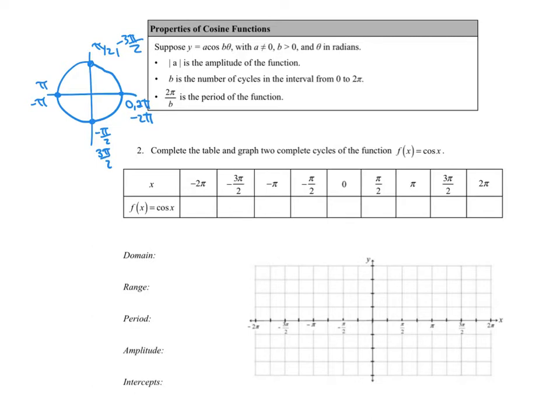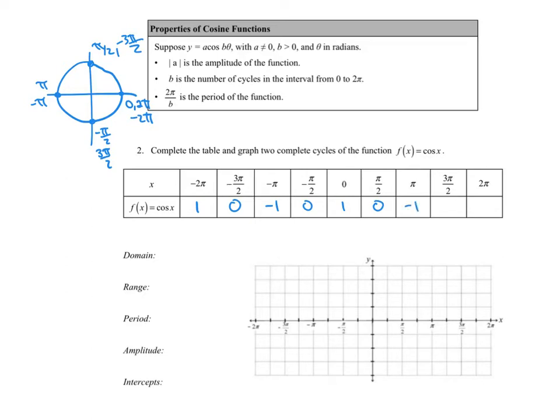So cosine of negative 2 pi is the x-coordinate, which is 1. Cosine of negative 3 pi over 2, the x-coordinate again, is 0. Cosine of negative pi is negative 1. Cosine of negative pi over 2 is 0. Cosine of 0 is 1. Cosine of pi over 2 is 0. Cosine of pi is negative 1.